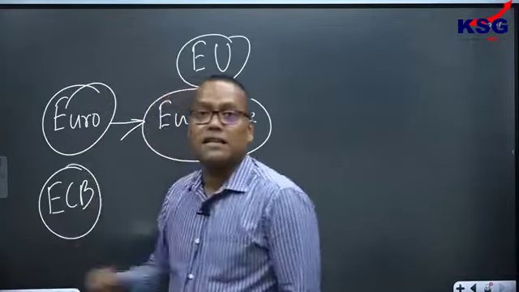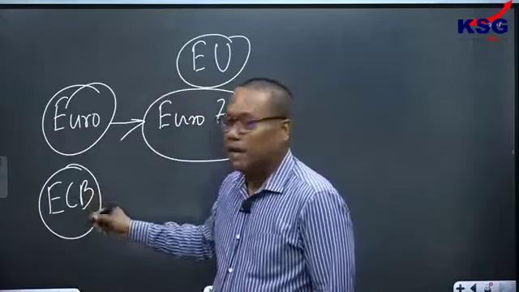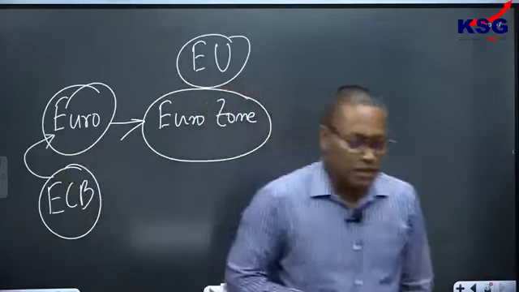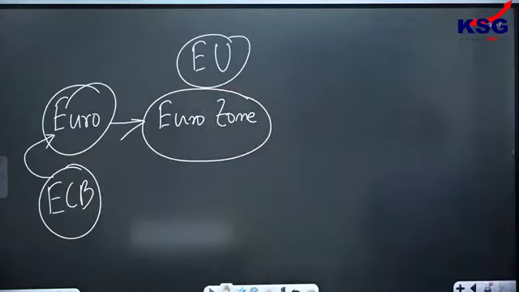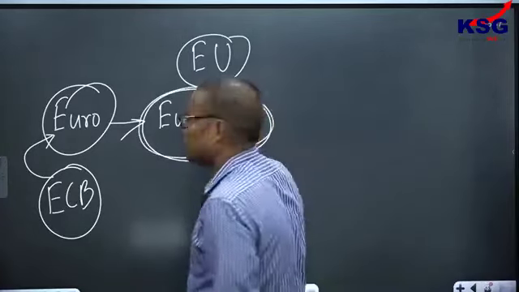ECB is the Central Bank of the European Union. ECB means European Central Bank, and this central bank issues the euro. So ECB is the European Central Bank. They are issuing the euro. And the member countries that accepted the euro are known as the Eurozone.